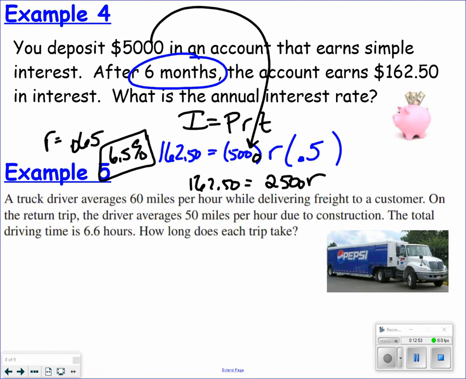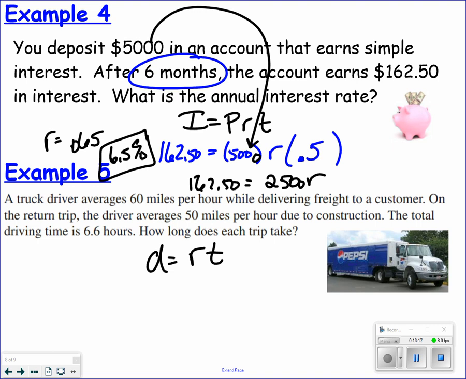All right. A truck driver averages 60 miles an hour while delivering freight to a customer. Formula: distance equals rate times time. We know the speed, 60 miles per hour. On the return trip, the driver averages 50 miles an hour due to construction. The total driving time is 6.6 hours. How long does each trip take?